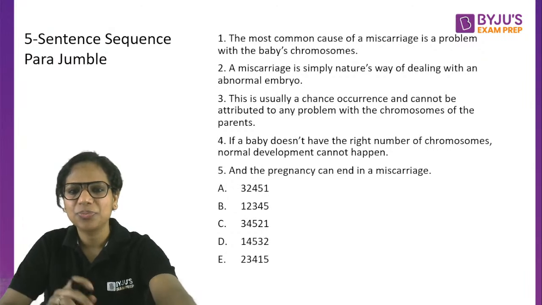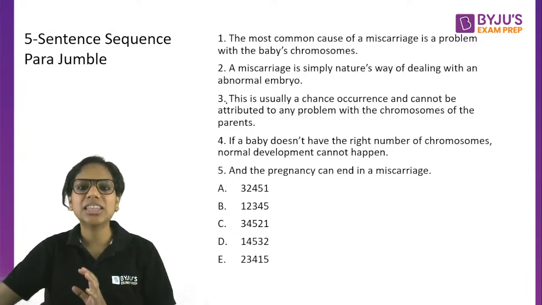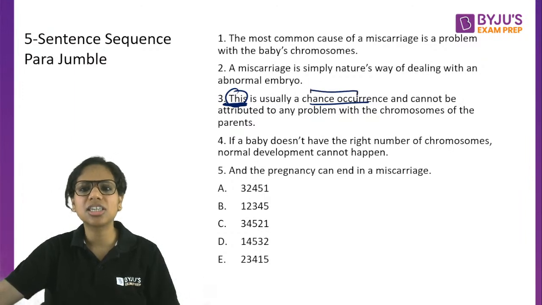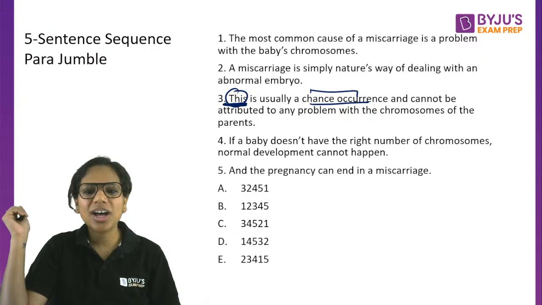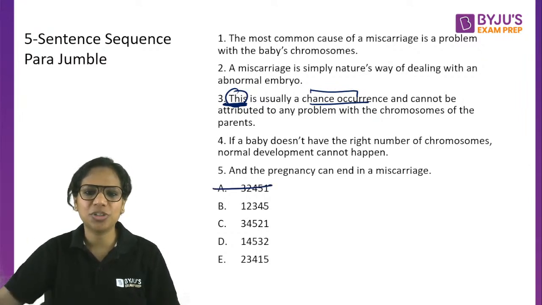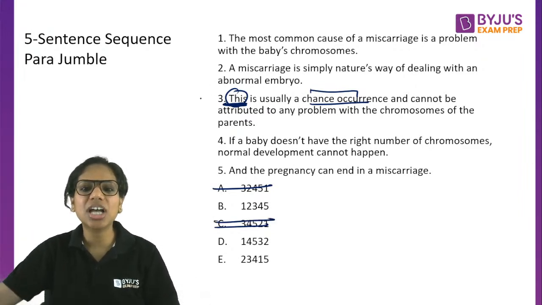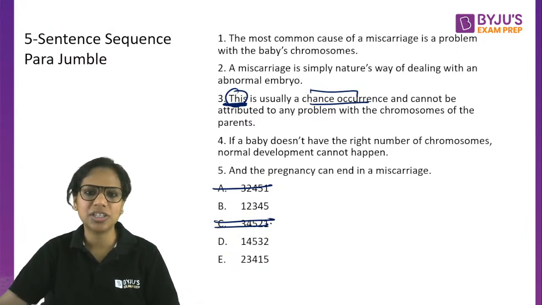D. Okay. So here, this is usually a chance occurrence. Again, I just went for a vertical scan and I realized this is usually a chance occurrence. क्या एक chance की बात है? What is it? Right. So 3 can definitely not be the opener because I have read the other sentences also, and that's why I'm eliminating this, because I realized that the chance occurrence that is being talked about is there in the other sentences. So 3 is not the opening sentence.